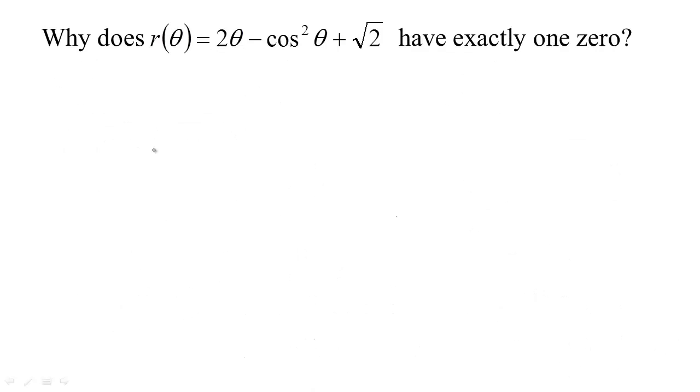Let's look at another problem where we can use Rolle's theorem. We have this function and we want to show that it has exactly one 0. That means we're going to have to show two things. We're going to have to show that it has at least one 0.